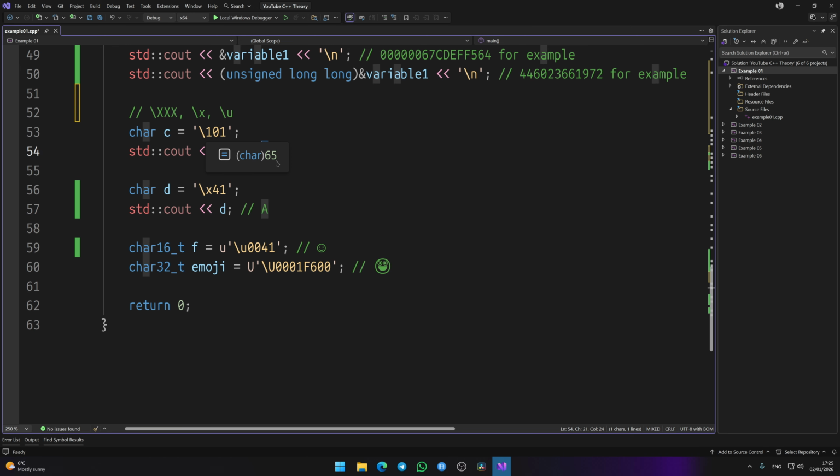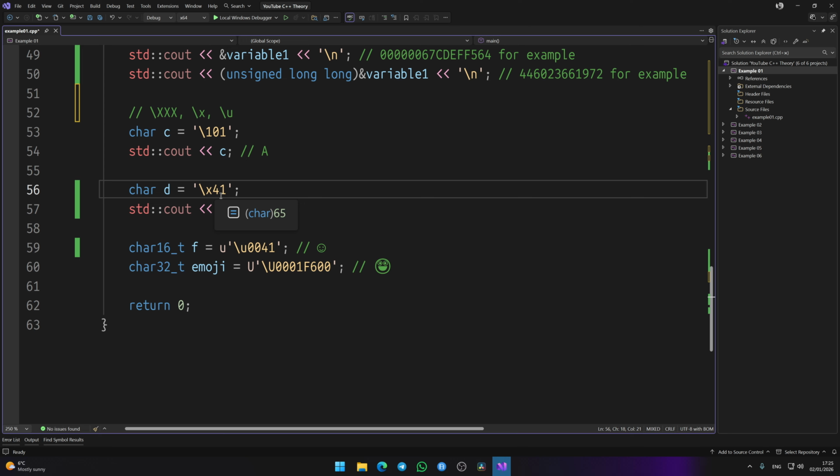There is also \x, which is used for hexadecimal values. After \x, you can write digits from the hexadecimal system, like this, for example. In that case, the characters are interpreted as a hexadecimal number, and again, you'll see a capital A appear.